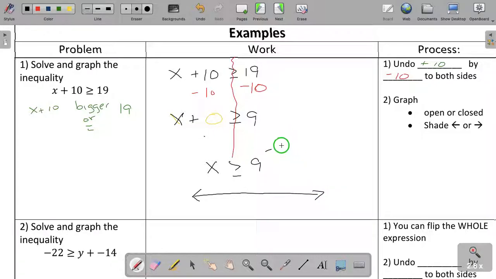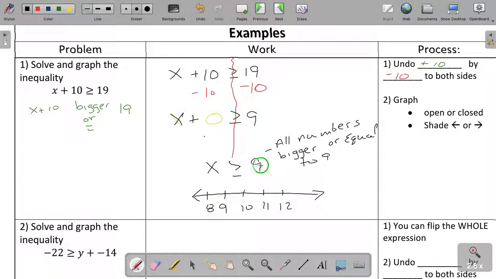Okay, this is saying all numbers bigger or equal to 9. I want to be bigger than 9. So we're going to put 9 over here, and then 10, and 11, and 12, maybe one less than 9 would be 8. And we want to know where we're greater than or equal to 9.